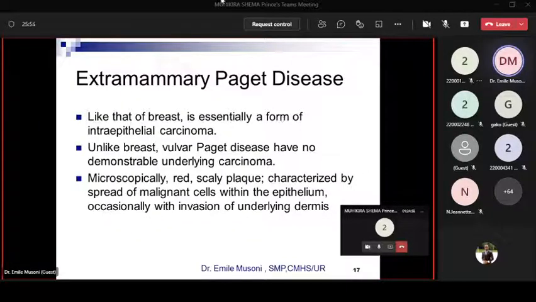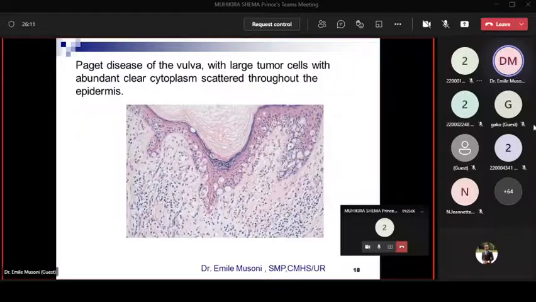There is another disease called extramammary Paget disease. This one is not common. Macroscopically, it is a red scaly plaque characterized by spread of malignant cells within the epithelium. But when you have an image, it is clear. Those cells are Paget cells.